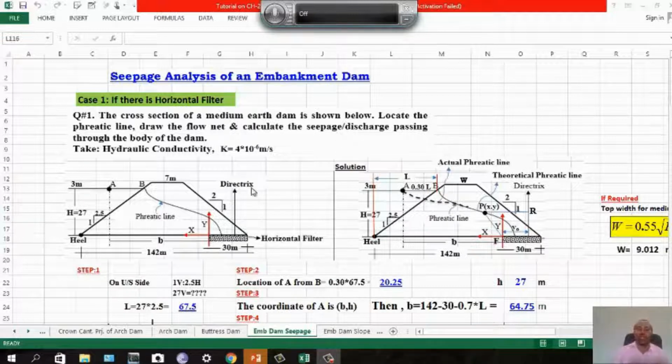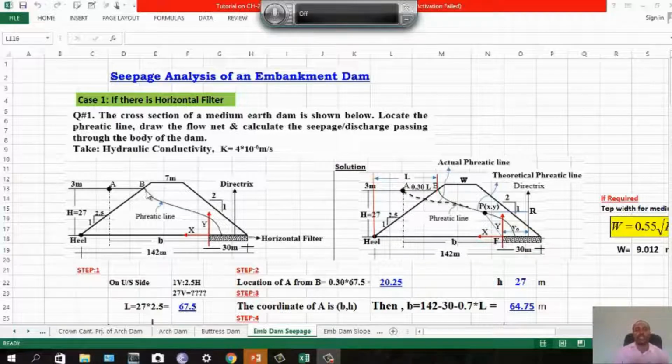To start with, let us see the free body diagram first. You have the dimensions of the embankment dam. You have the bottom dimension, which is 142 meter, and the filter dimension, which is a horizontal filter at the downstream of the dam, 30 meter, and you have water depth 27 meter, freeboard 3 meter, and top width 7 meter.